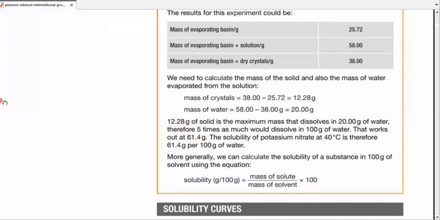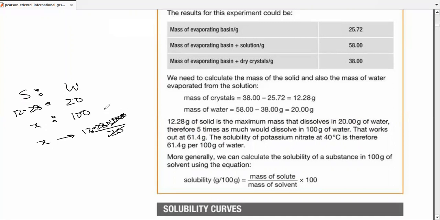This can be easily done in the form of a ratio as well. Let me give you the idea. This is the solid, this is the water. The water is 20, let's take the ratio sign, and this is 12.28. This is a little bit faster than the words written over here. So if that's 100, you can put this one as x, and it's very easy to solve. X would be equal to 12.28 multiplied by 100 and divided by 20. In simplifying, this can be easily multiplied by 5. The answer comes out to be 61.4.